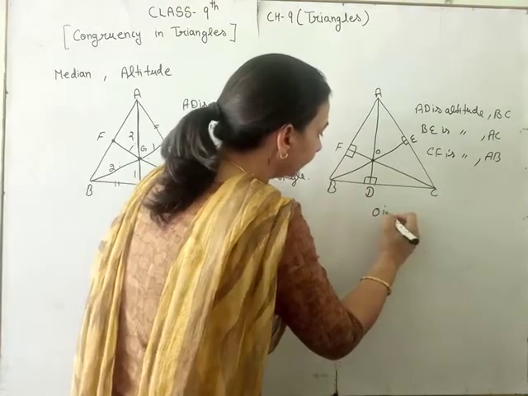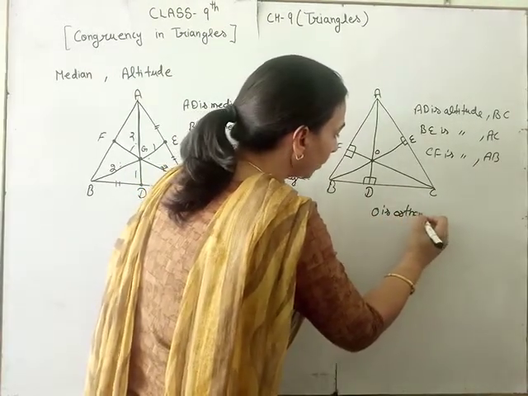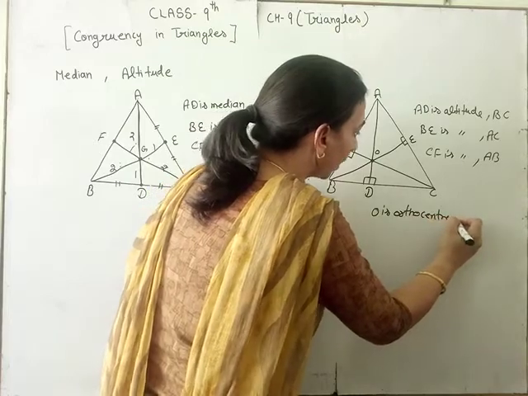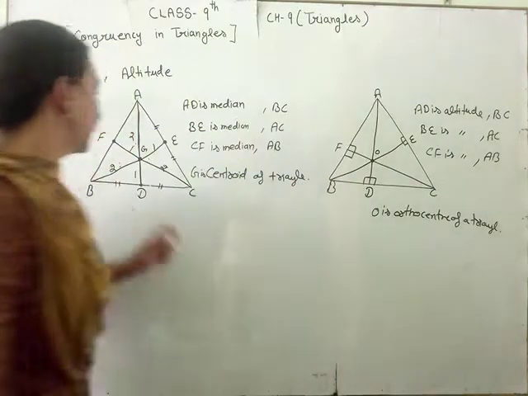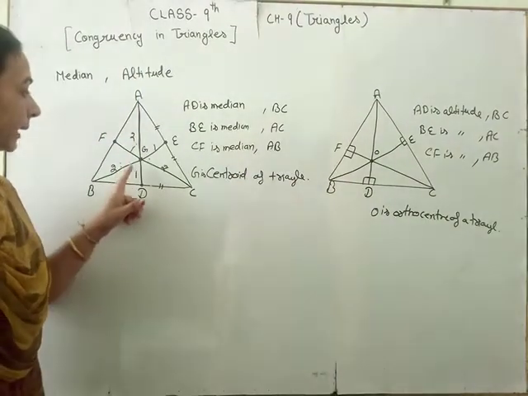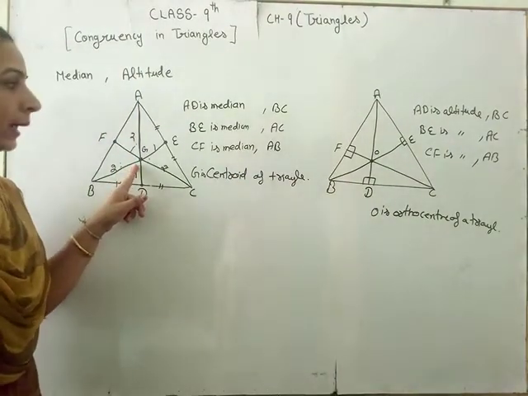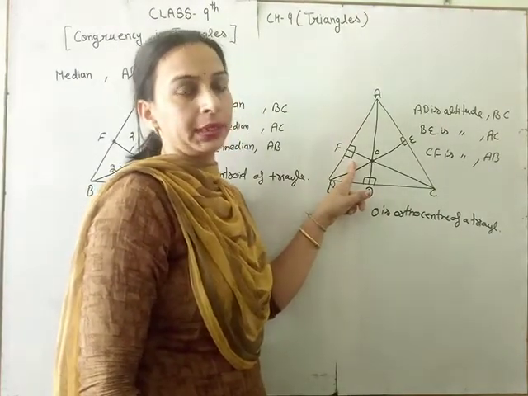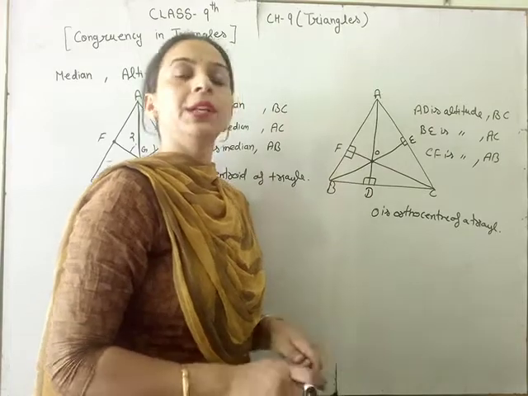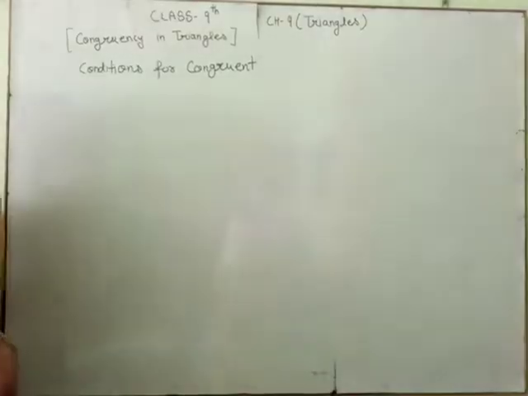O is the orthocenter of a triangle. Okay. If medians intersect at one point, then this is the centroid, and if altitudes meet at one point, this is the orthocenter. Okay. Now we take the conditions for congruence.